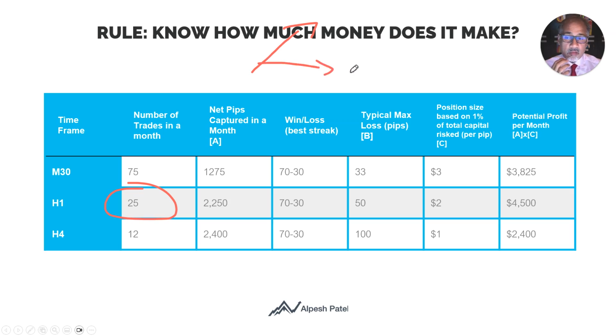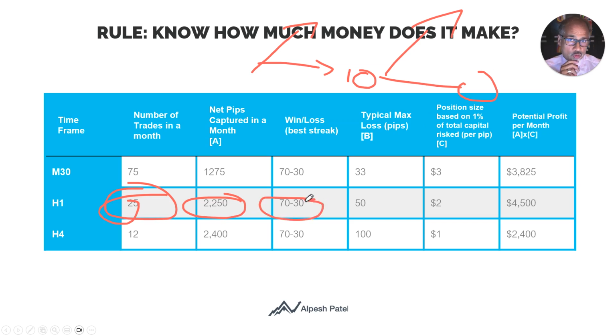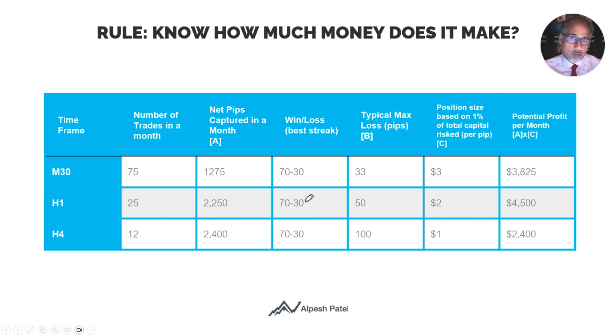Some months it might be quiet, might be as low as 10. So it's got a big variance. Net pips captured, similarly, could be double that. In other months it might be 0. Win-loss best streak, 70 out of 100. Worst streak, 30 out of 100. That tells you it's not guaranteed that out of every 10 trades, you'll always get 7 winning ones. That's not how it works. It works in streaks. Typical max loss, when the stop loss was 50 pips.